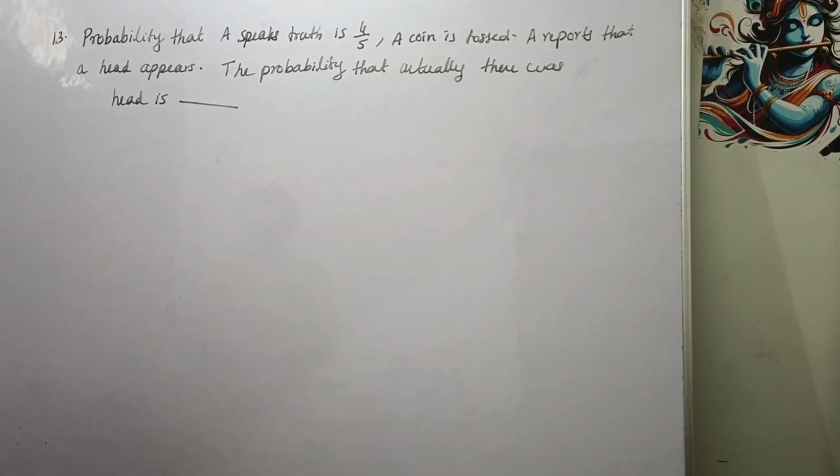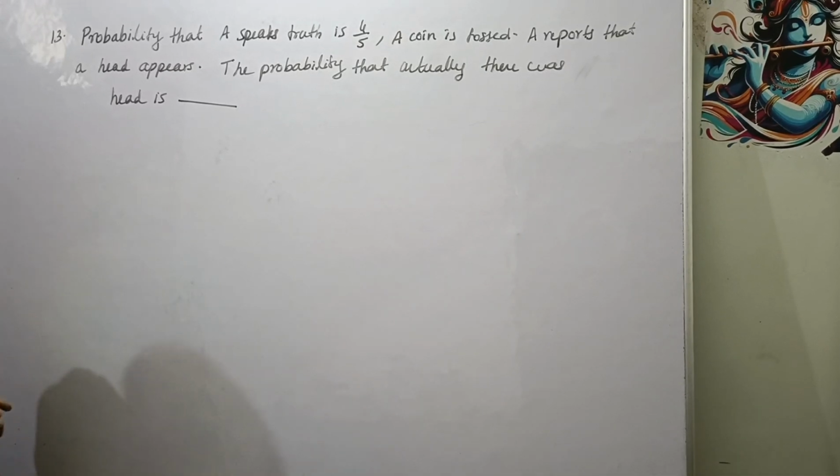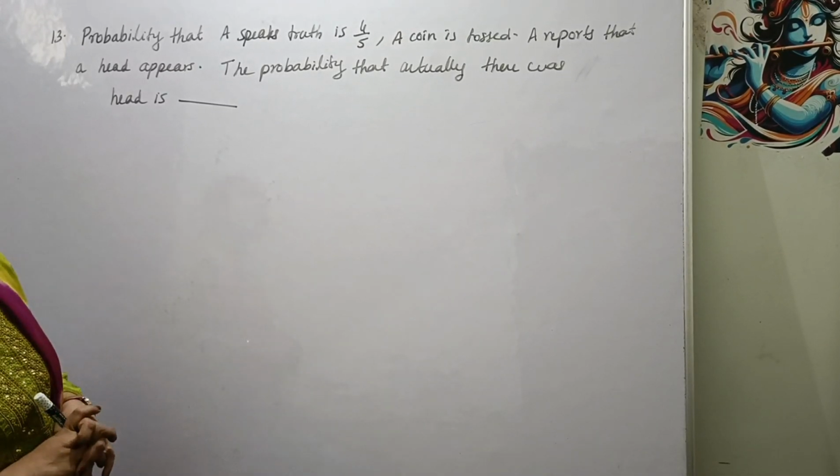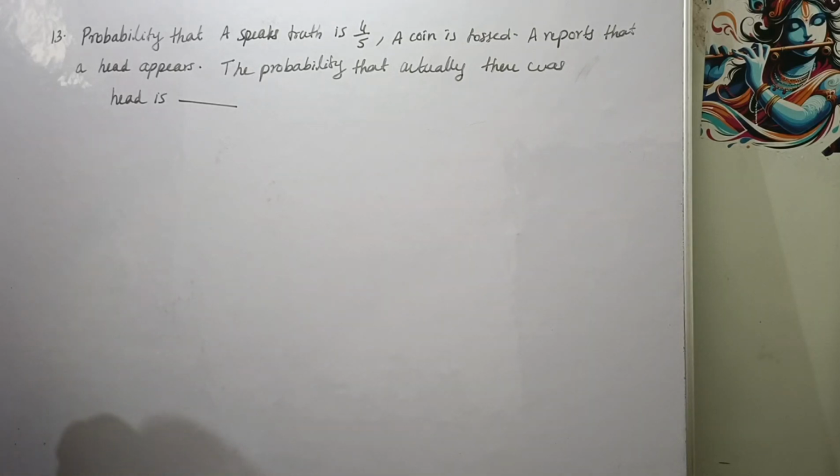Probability that A speaks truth is 4 by 5. A coin is tossed. A reports that a head appears. The probability that actually there was head is that.